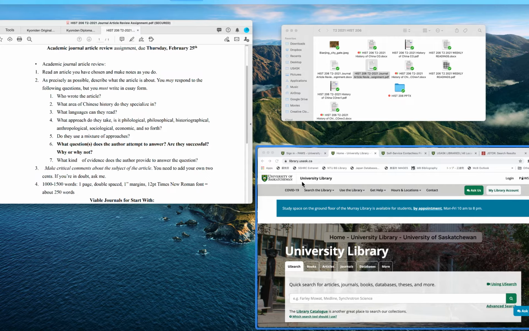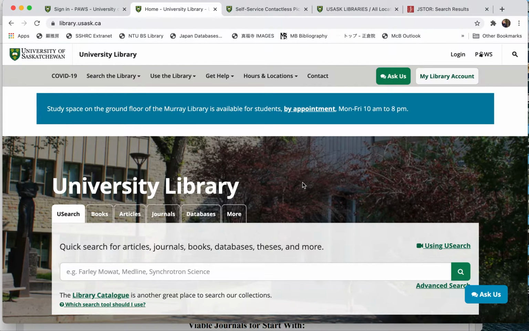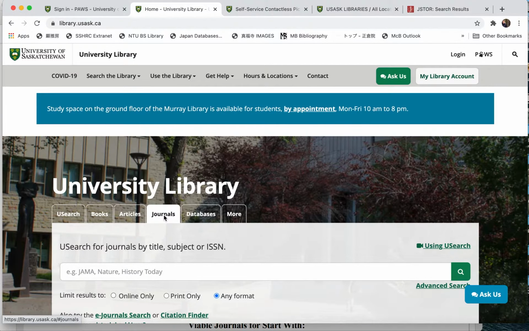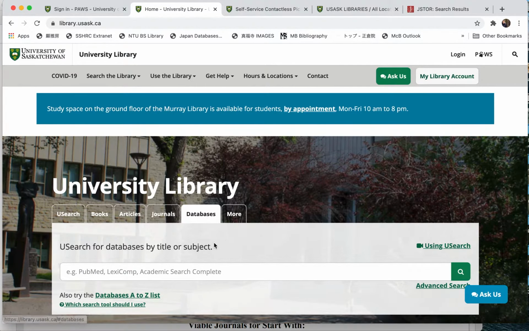Now, what you're probably going to want to do is find these journal articles. You need to go to the University of Saskatchewan Library website, no matter where you are, even if you're in China. So this is what it looks like on your browser. And of course, I have multiple tabs open here. But the first thing you want to do is notice that to find journals, you want to go to, not journals, that seems like the right place to go, but it's not. Databases is where you want to go.